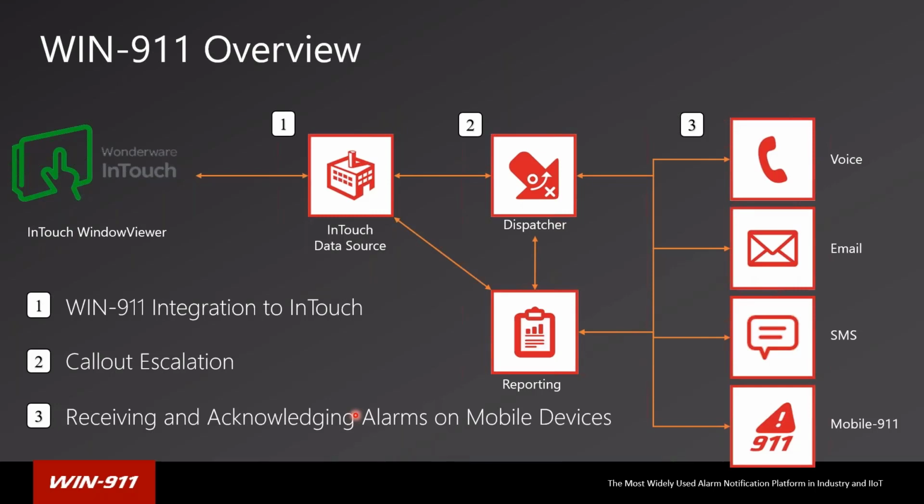Reporting comes into play when you want to try to request alarms. Maybe you want to dial into the system and request alarms. So you call in, it hits the reporting module. Reporting talks to the dispatcher or to the data source pretty much at the same time, formulates what alarms are available, whether they're active or not, and then ships it back out to your notifier.